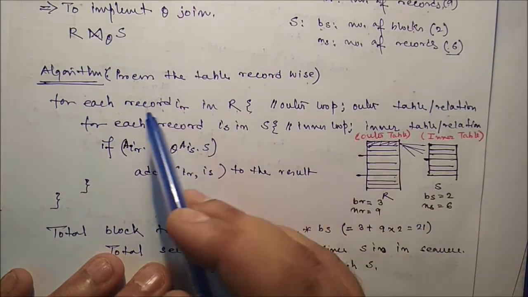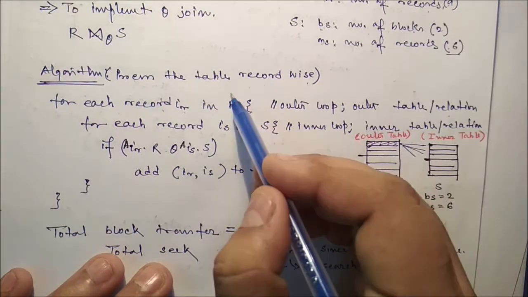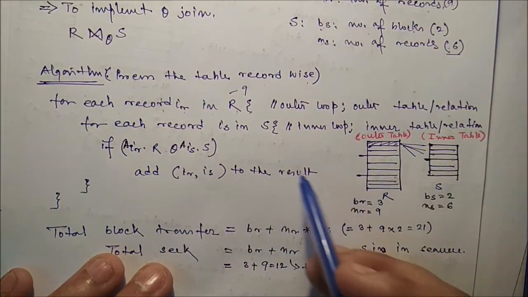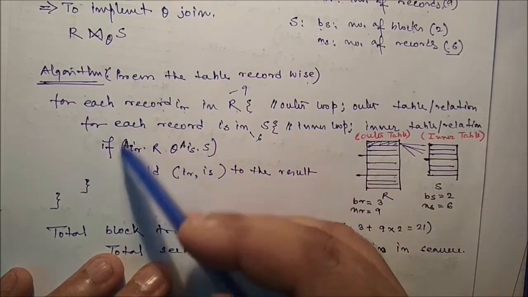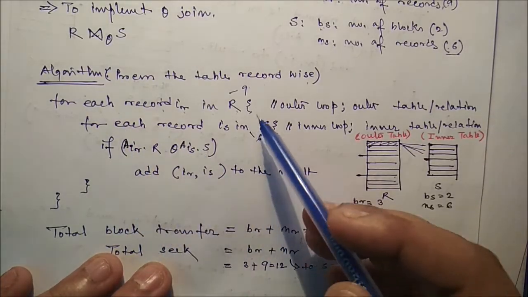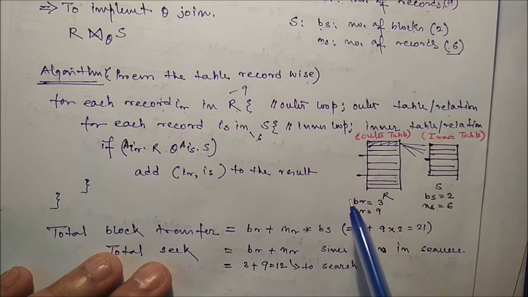So the size of the outer loop will be what? It should be 9, and the inner loop size would be what? It is 6. So the total number of executions will be 9 into 6, so a total of 54 executions must be there.